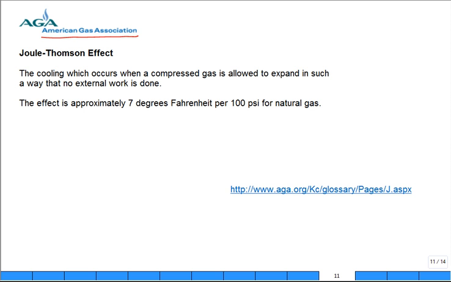So the American Gas Association has a glossary of terms, and if you take a look at it, they have a whole thing on Joule-Thomson coefficient. It says the Joule-Thomson effect is the cooling which occurs when a compressed gas is allowed to expand in such a way that no external work is done. So they're not doing the turbo expander. No external work. There's also no heat transfer. So Q dot is equal to 0 and W dot is equal to 0. And they say the effect is approximately 7 degrees Fahrenheit per 100 psi for natural gas.